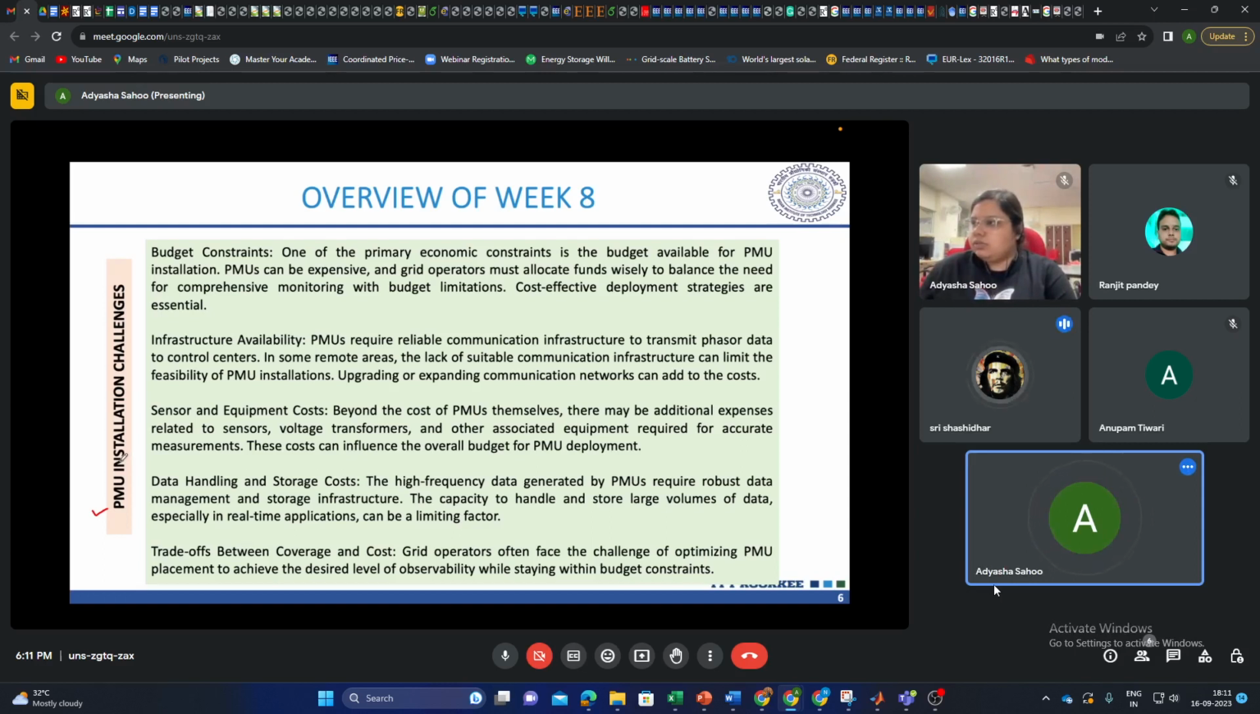Due to remote sites, we can't provide any internet connectivity or any communication links to those remote locations. Right, you're right. Yes. Any other points?